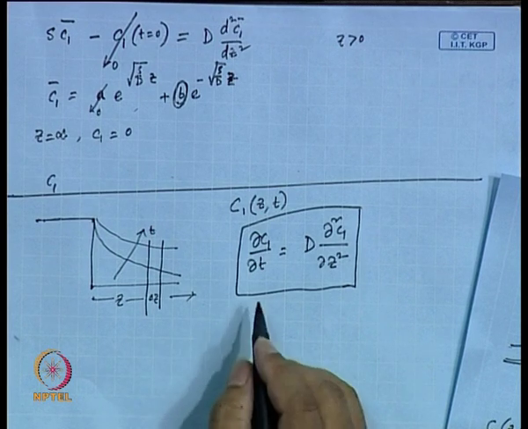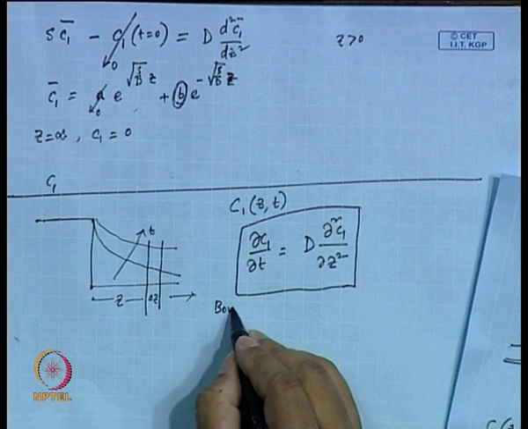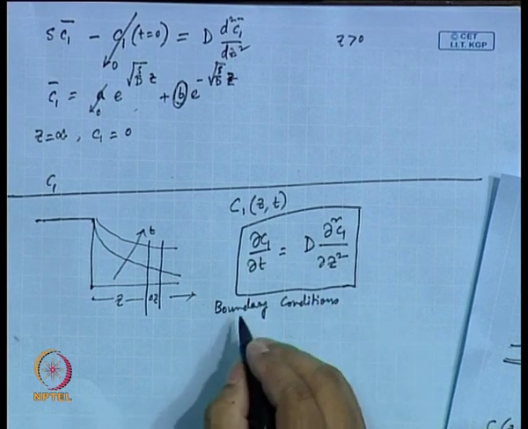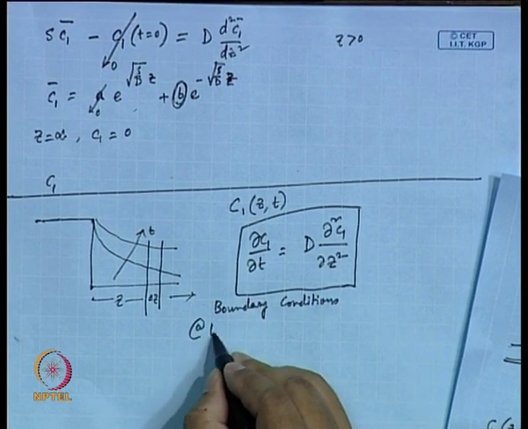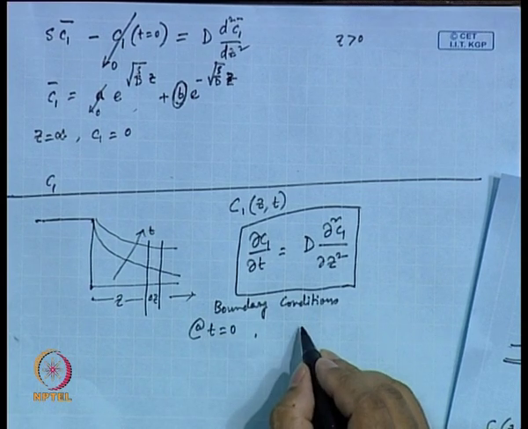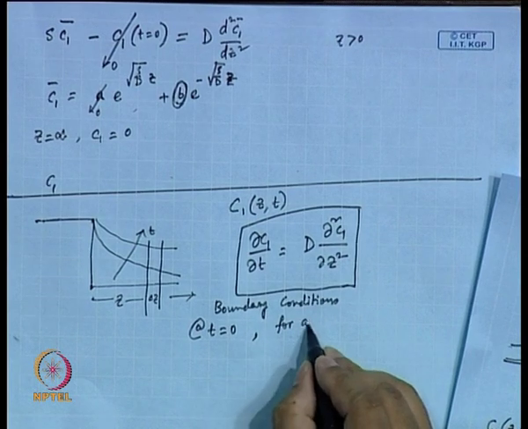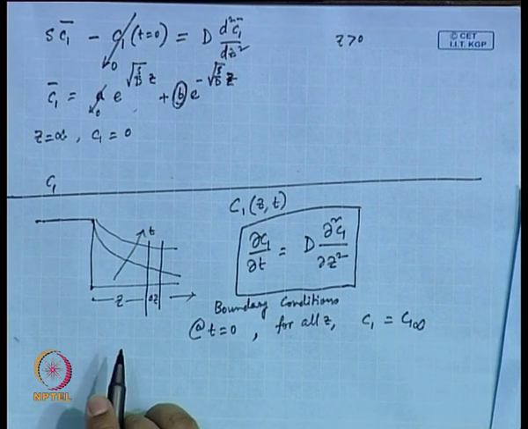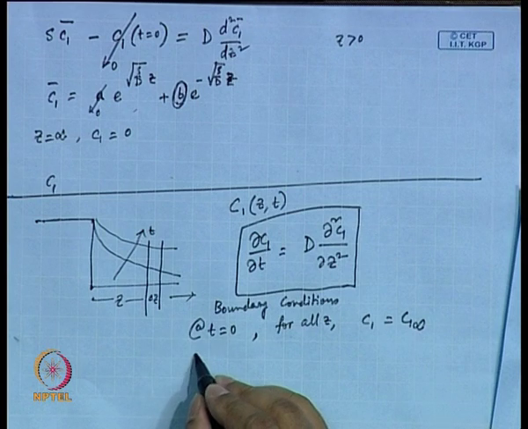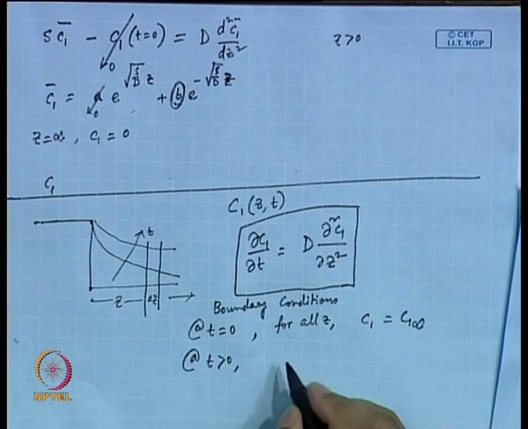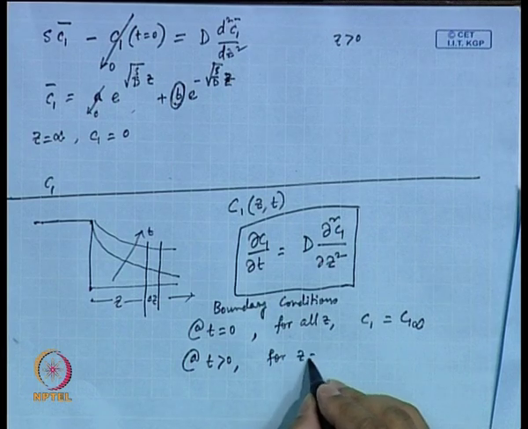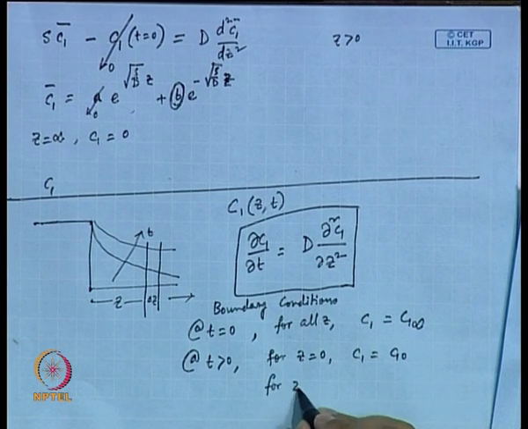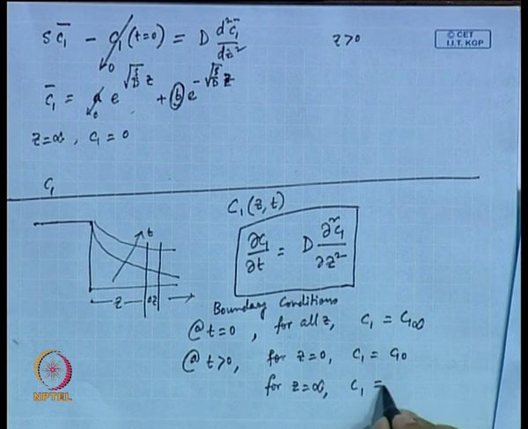And what are the boundary conditions now? The boundary conditions would be: at t equal to 0, for all z, C1 is equal to C1 infinity, and at t greater than 0, for z equal to 0, C1 is equal to C1 0, and for z equal to infinity, C1 is equal to C1 infinity.